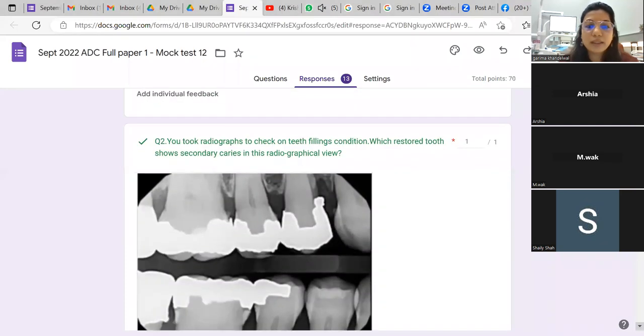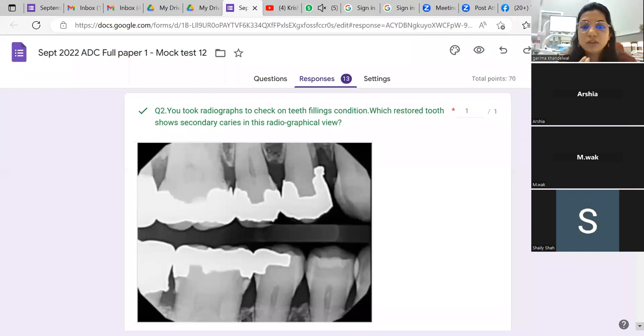You took radiographs to check on teeth fillings condition. Which restored tooth shows secondary caries in this radiographical view? So they have presented you with an IOPA. All these IOPAs that we have put, of course the ADC has not given us, are very close to the IOPAs asked in the exam, because in the exam they have their own IOPAs, but this gives you a fair idea of what it is going to look like. So we have taken a bite wing, and which restored tooth shows secondary caries?